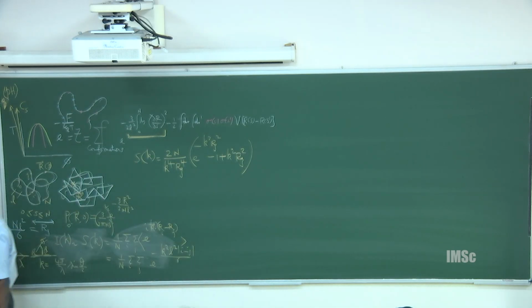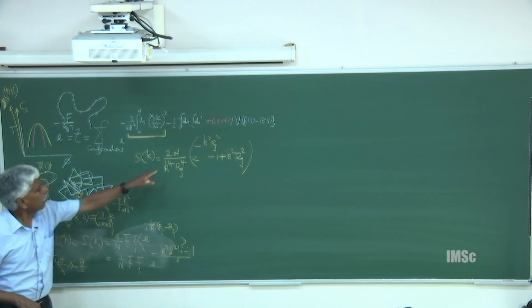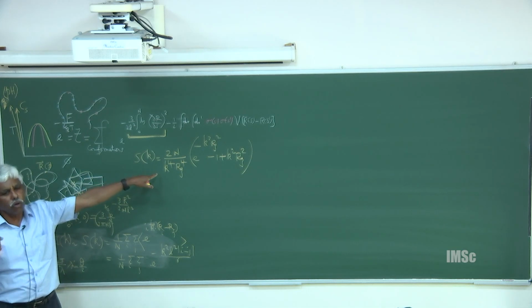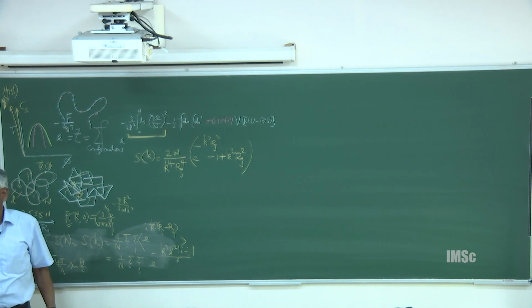There was some input from some of my friends here. Maybe I should assign some homework problems for all of you. You can do this as an example: how do you get this from here? Because this is a very famous formula and it is loaded with information.